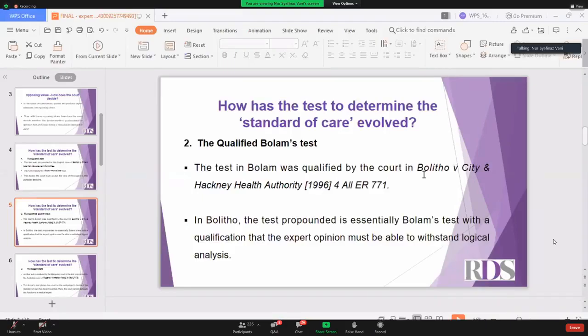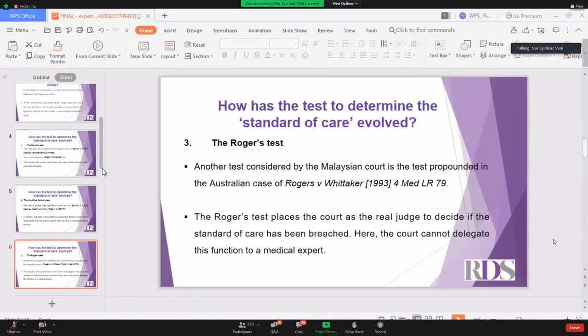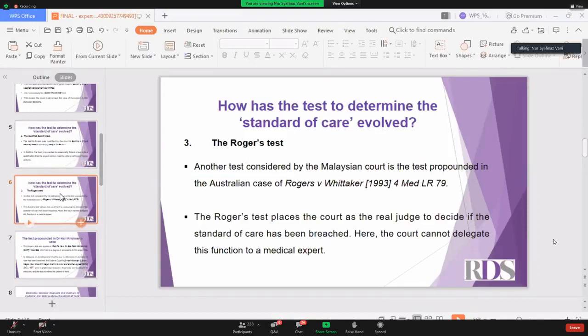So the court must actually, I would say, the judge has a bearing to decide. He has to decide whether the defendant doctor's approach can withstand logical analysis. Basically that. So it gives the court a duty to actually look into the logical approach taken by the defendant.